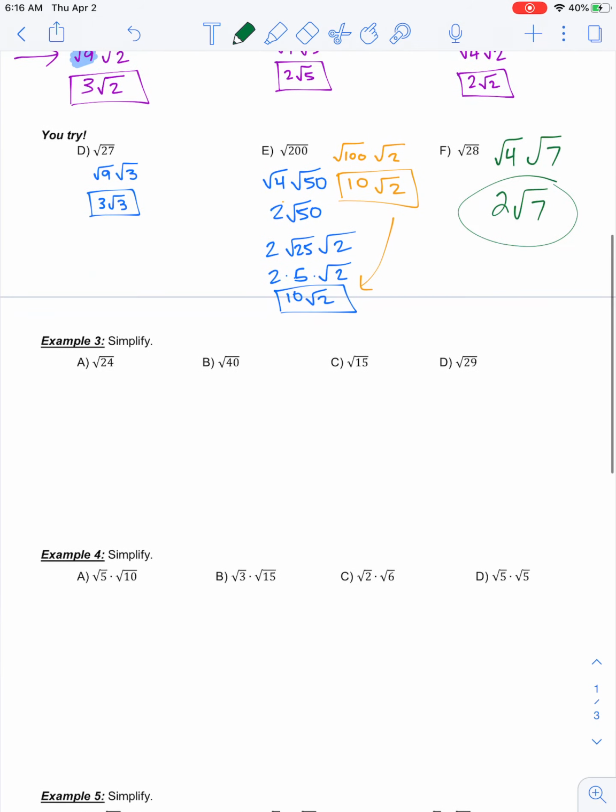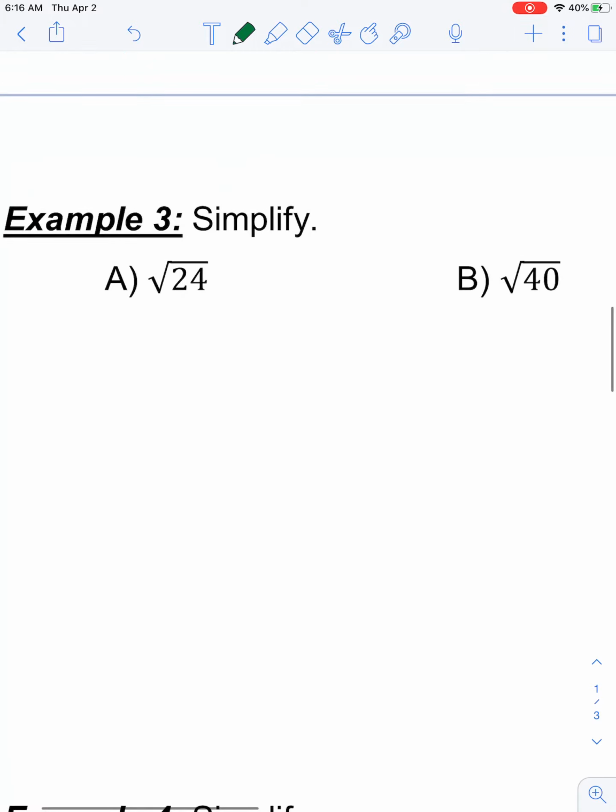If we look at example 3, it is pretty similar to example 1. We have root 24, so I could break this down. Since 24 divides by 4 and nothing higher, it doesn't divide by 9 or 16 or 25 or anything bigger. So I can break it up root 4, root 6, and my final answer is 2 root 6.